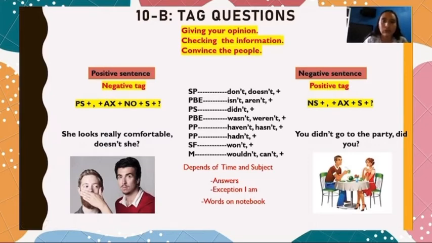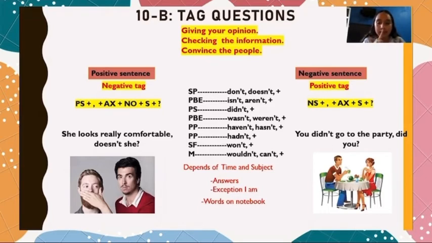We use tag questions to give our opinion, to check the information, to convince people, or to check if we are paying attention. When we use a positive sentence, we need a negative tag. When we use a negative sentence, we need a positive tag. And the answers are the opposite. When we use a negative tag, our answer needs to be like our sentence, in positive. When we use a positive tag, our answer needs to be like our sentence, in negative form.